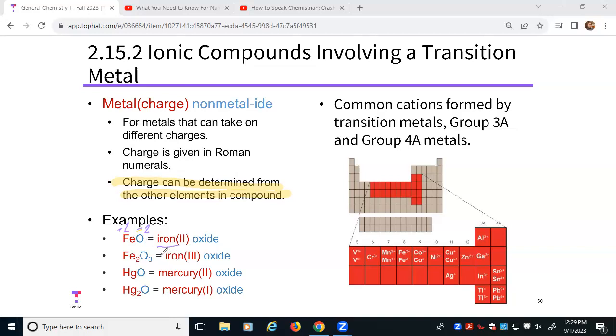In this example, with the Fe2O3, I've got multiple subscripts here, so I can crisscross them back and recognize that, okay, the oxygen is -2, the iron is +3. This must be iron 3 oxide as a result.